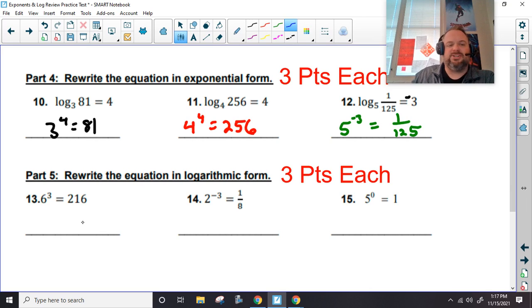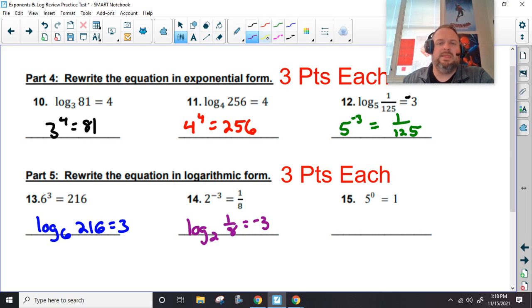So part 5 is just the opposite of part 4. Log base 6. Okay. This is log base 2. And this one, log base 5, 0. Okay.